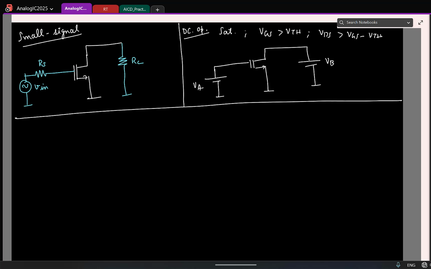But remember, this is the circuit only for DC operating point, but in small signals it should look like this. So let's try to combine the two and draw the total circuit, how it should look like. So now the one thing that doesn't change in the two circuits is the transistor. So let's draw that first. That's simple.